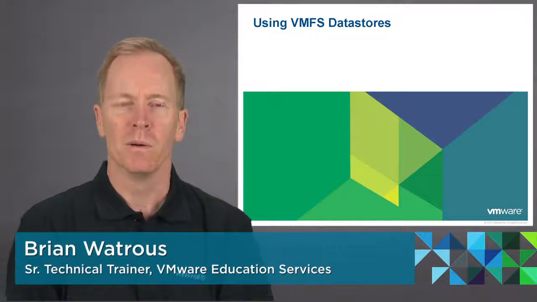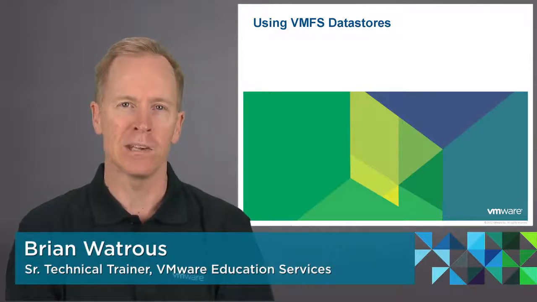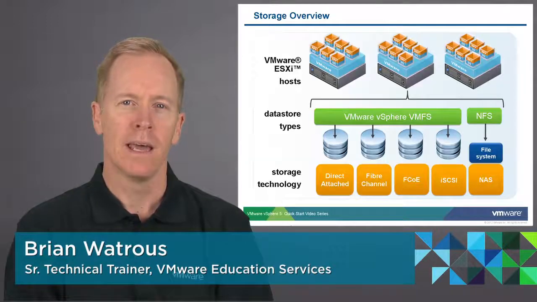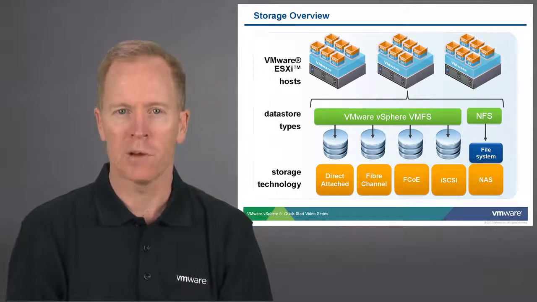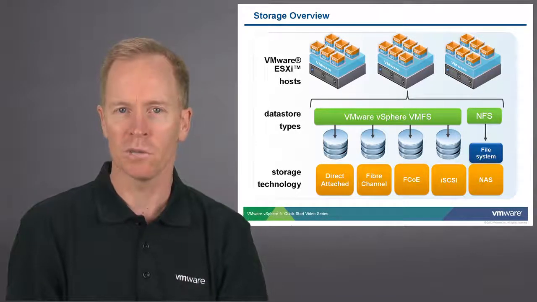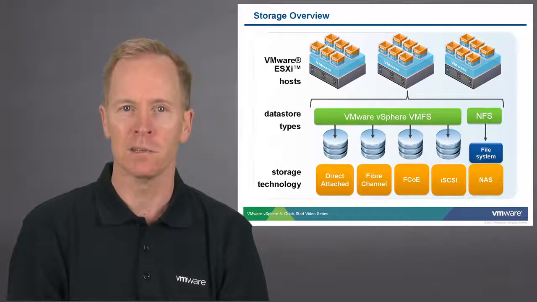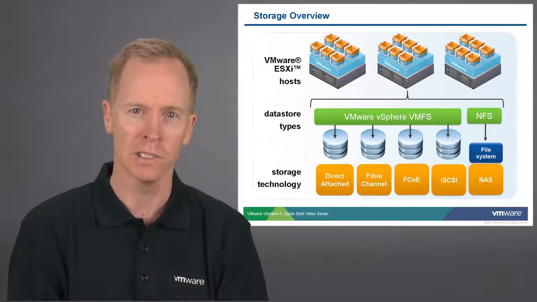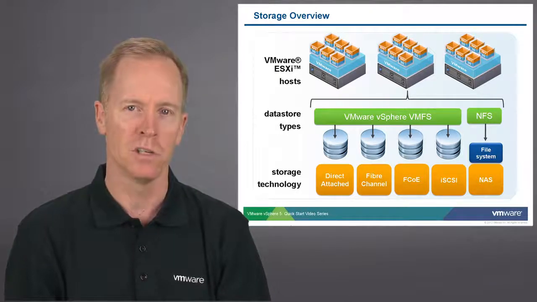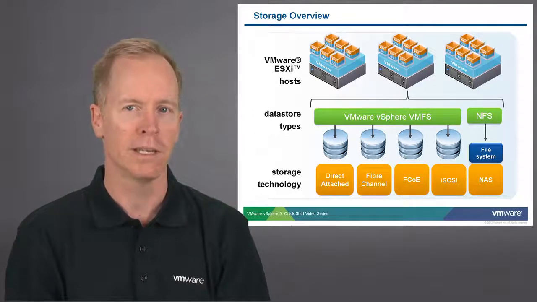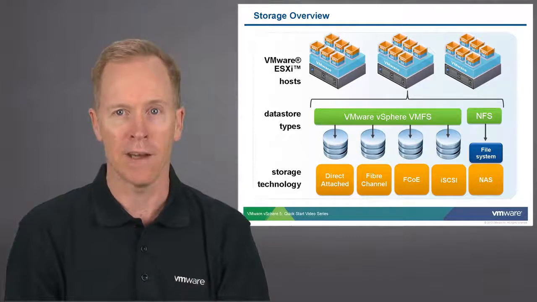In this segment, we'll learn how to use VMFS data stores. As you can see illustrated in this slide, your ESXi host can make use of storage of a variety of types. It can access directly attached storage, for instance, local SCSI storage. It can access fiber channel storage, fiber channel over Ethernet, iSCSI, and NFS.